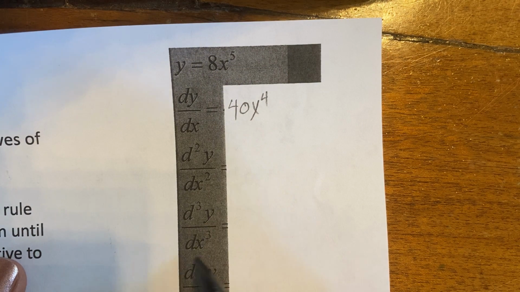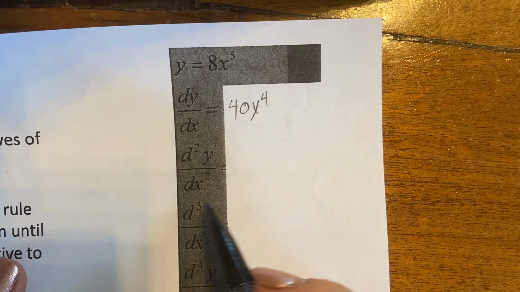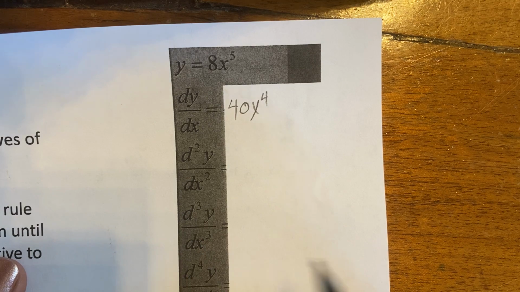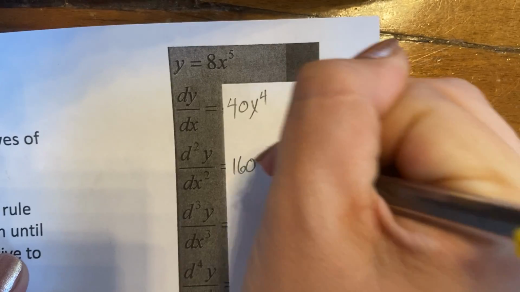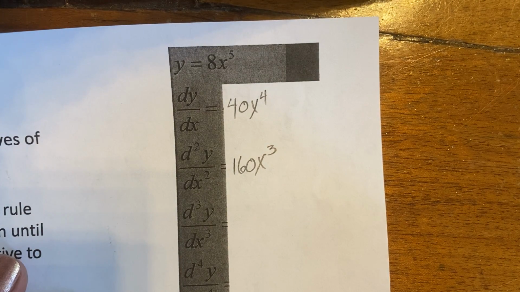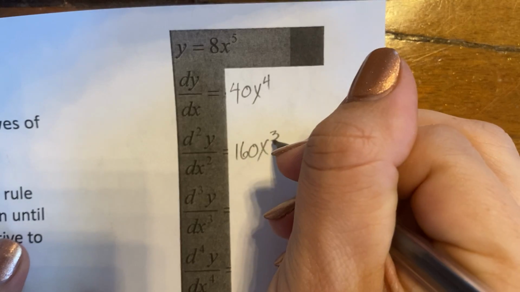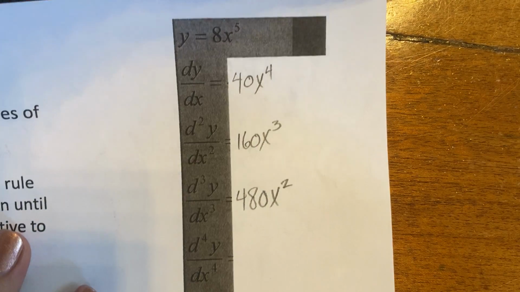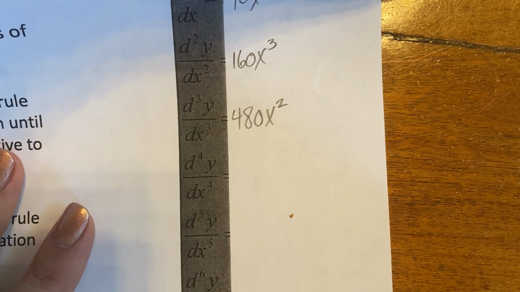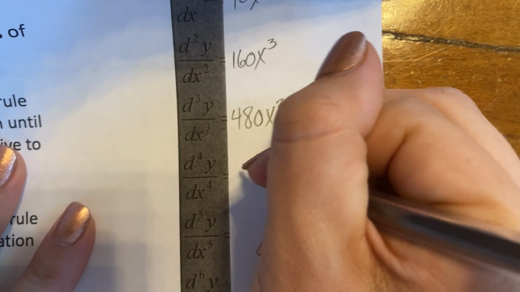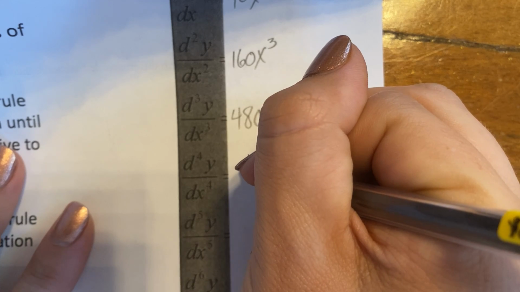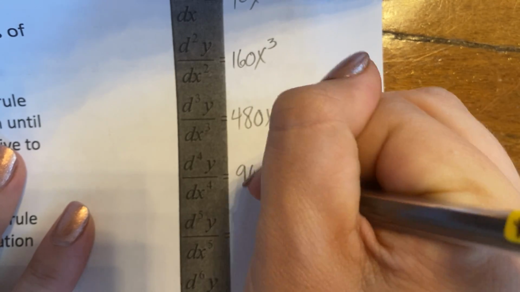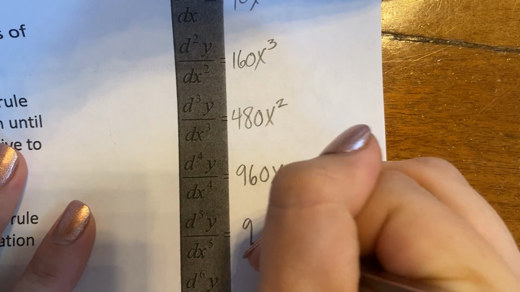Now go ahead, here's the question. Find the third derivative right now. Okay, let's go over it. So 160x to the third. And 160 times 3 is 480x squared. That's the third derivative. Can you now find the fifth derivative? Okay, let's go over it. That is 960x, 960.